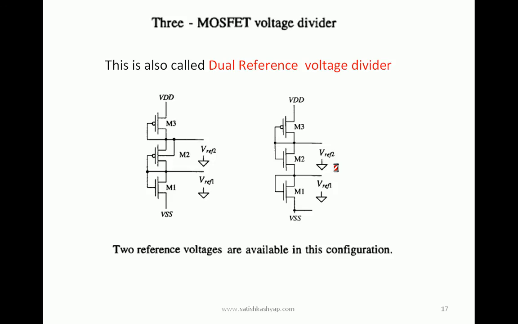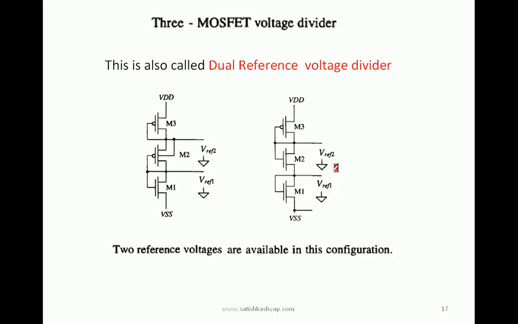The reference voltages are V reference 1 and V reference 2. Look at the first one and second one, and get the difference. In the first one we have used two PMOS transistors and one NMOS transistor in series. For the second one we have used two NMOS transistors and one PMOS. So either way we can go with either one PMOS and two NMOS, or two PMOS and one NMOS. Look at the left side circuit where we have used two PMOS transistors and one NMOS.